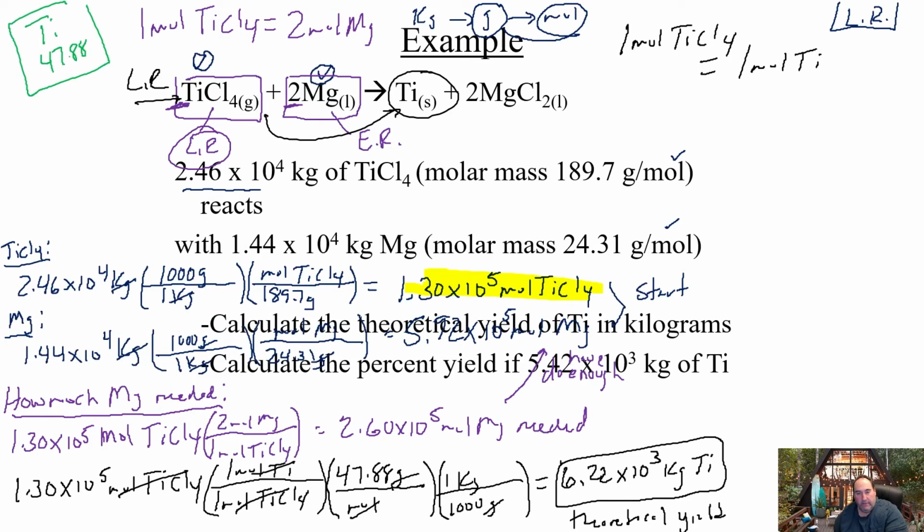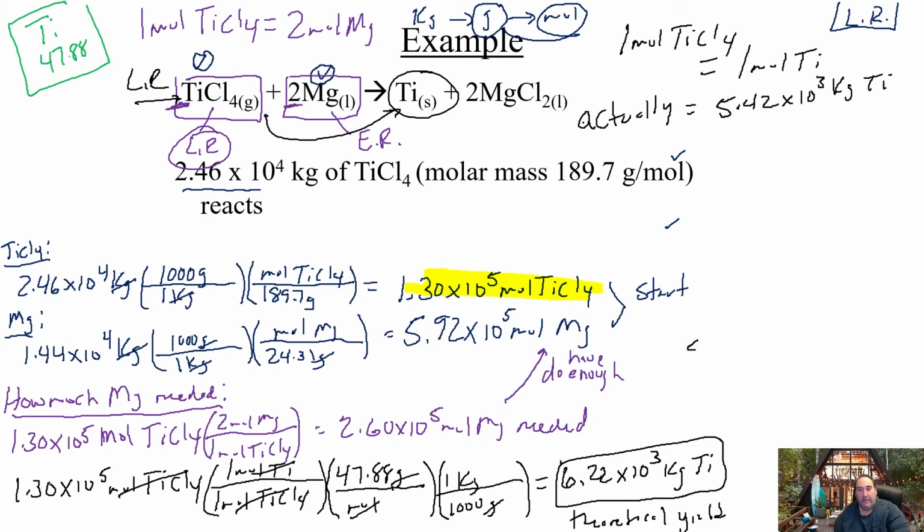All right, so there we go. I do have the number there, but I kind of scribbled over it. All right, so that's our theoretical yield. In the original problem, which is right about here, it does tell us that we actually produced, it looks like it's 5.42 times 10 to the 3 kilograms of Ti. All right, so now that I got that number up there, our actual yield is there. So now we have everything that we need to calculate our percent yield.